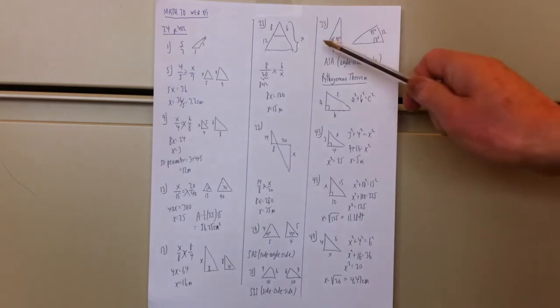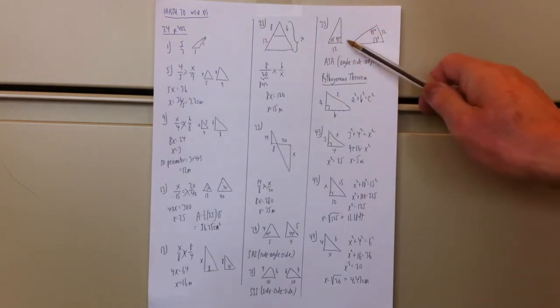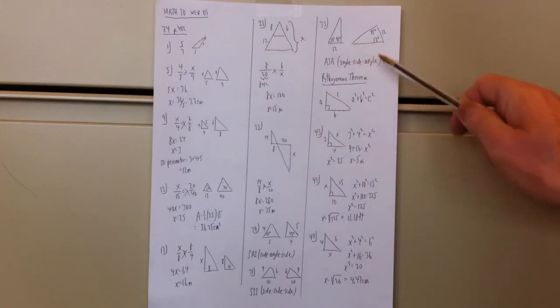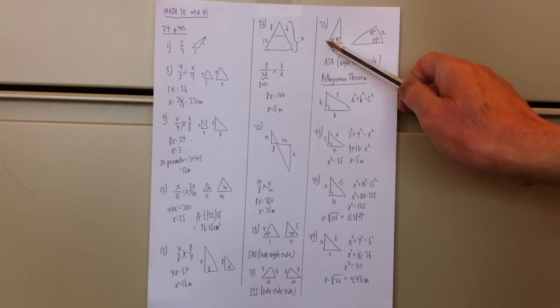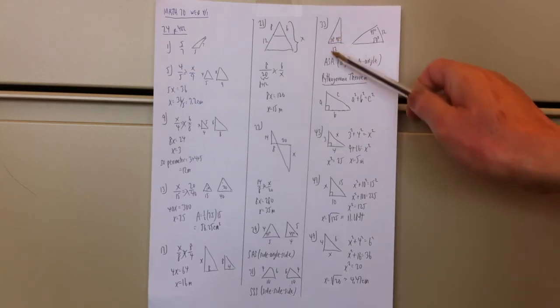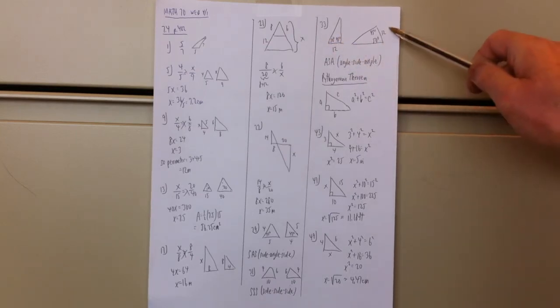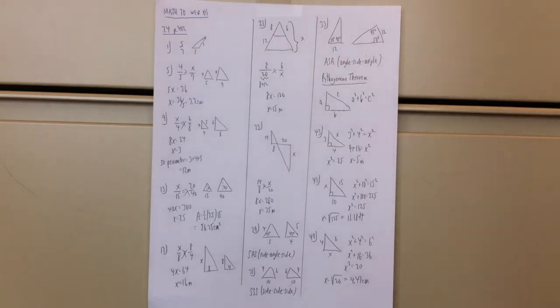33 up here, you're given an angle, 50 degrees, another angle, 95 degrees, and an included side, 12. So that would be called angle, side, angle, ASA, angle, side, angle, 50, 12, 95, 50, 12, 95 degrees. So that's called angle, side, angle.